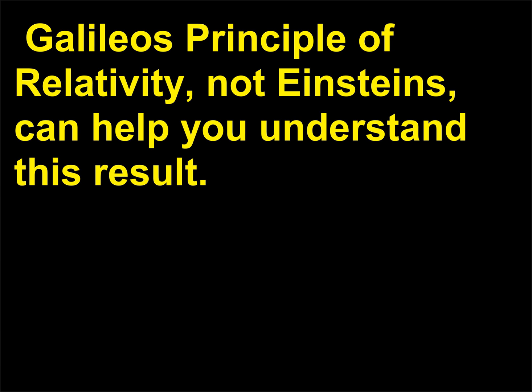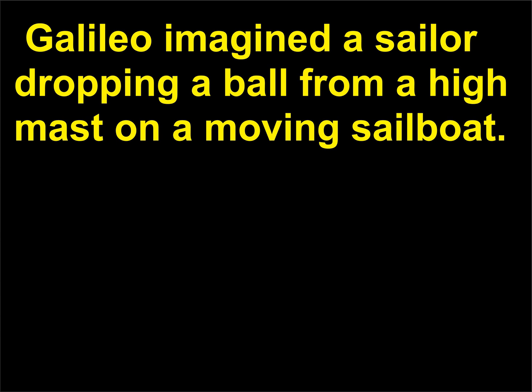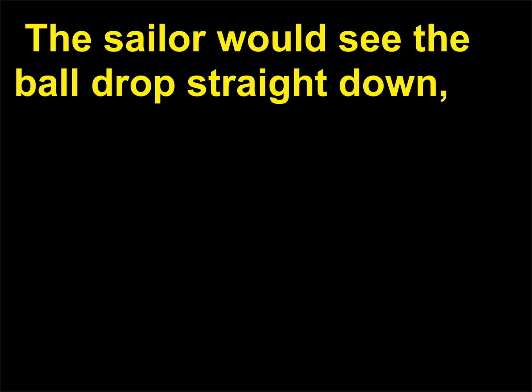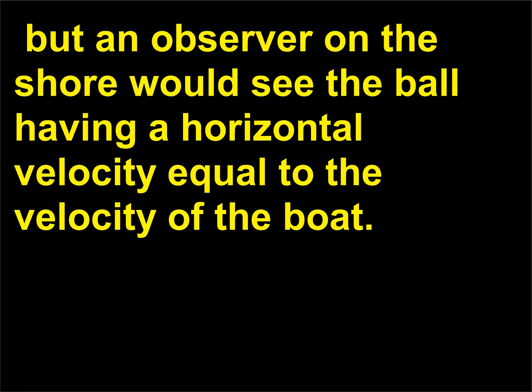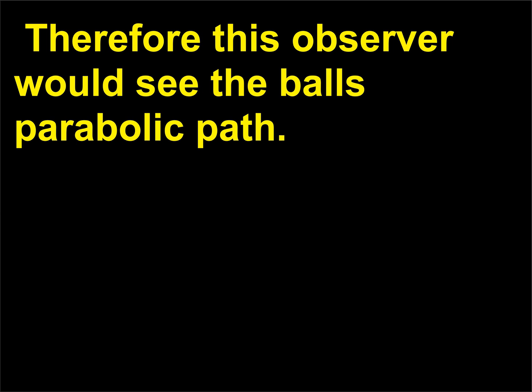Galileo's principle of relativity, not Einstein's, can help you understand this result. Galileo imagined a sailor dropping a ball from a high mast on a moving sailboat. The sailor would see the ball drop straight down. But an observer on the shore would see the ball having a horizontal velocity equal to the velocity of the boat. Therefore, this observer would see the ball's parabolic path.